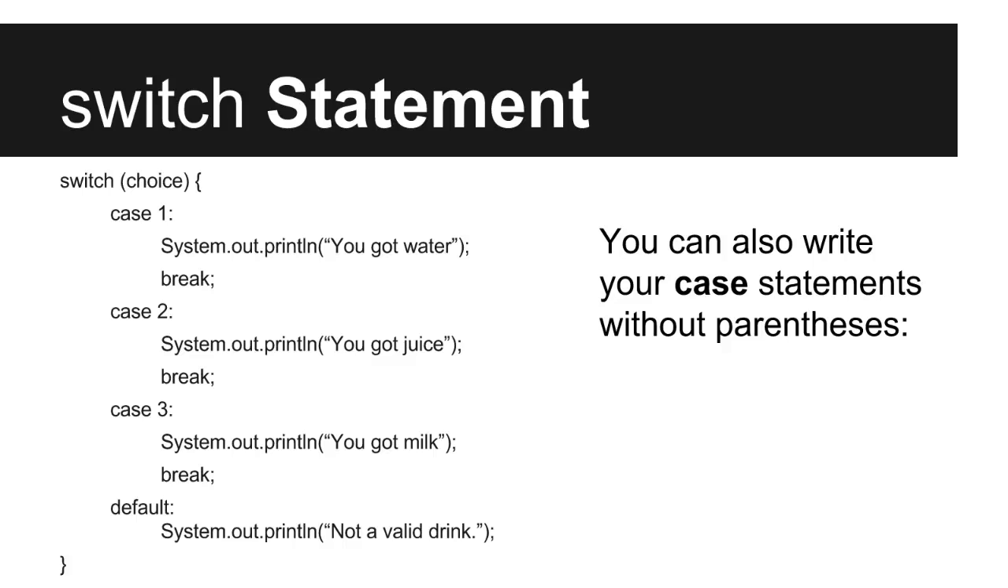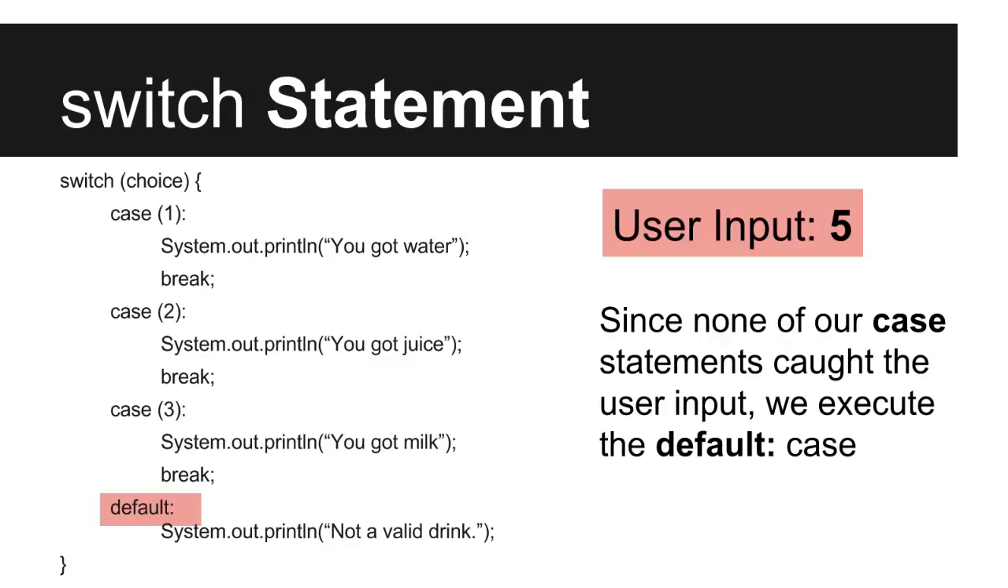If we want to, we can write our case statements without parentheses. We can take these parentheses around our 1, 2, and 3, and we can get rid of them. I'll suggest that you use parentheses as it makes your code a little bit easier to read, but you can get rid of them if you want. So you can do something like this, where it's case 1, case 2, case 3, no parentheses, and this one works exactly the same as that one. It's just you've got fewer sets of parentheses.